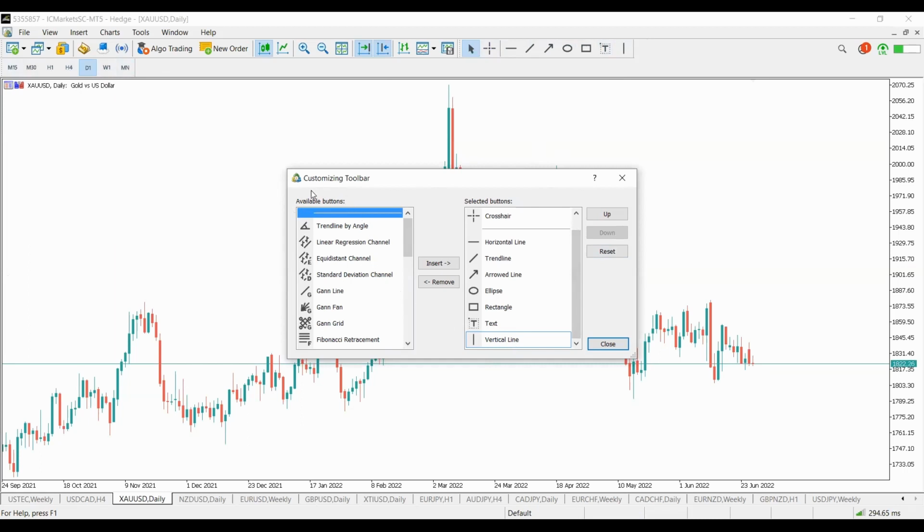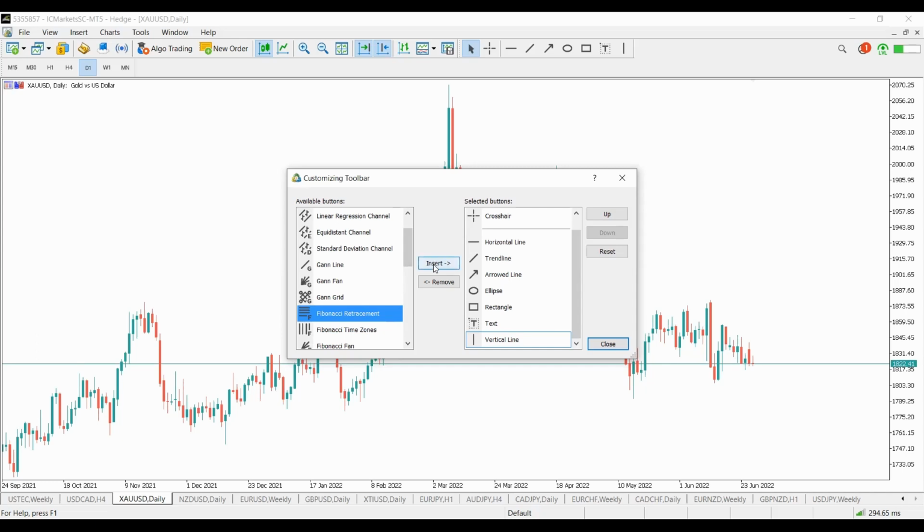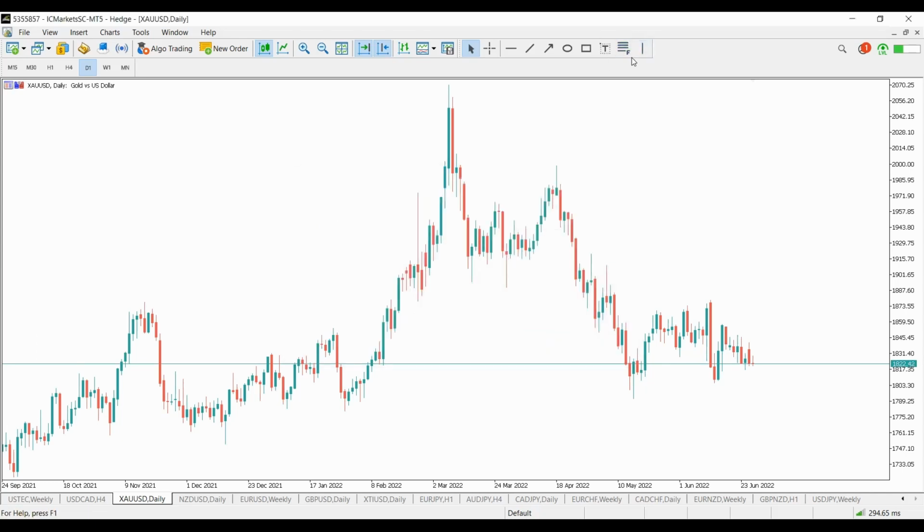Now you can see the available buttons that I can select. So I'll look through which one I want. I'm looking for the Fibonacci retracement tool and it's here. So I'll click it and then I insert, right? Then you can clearly see it has appeared here. This is how you set it on the MetaTrader, right?